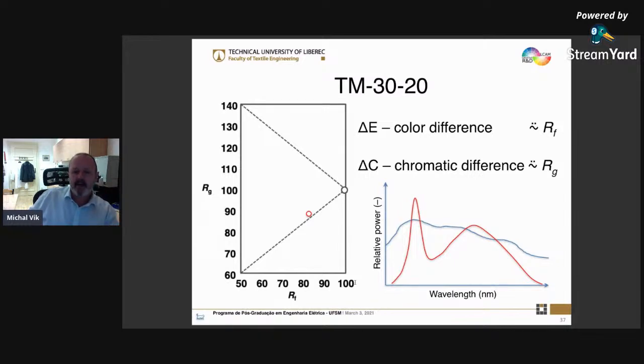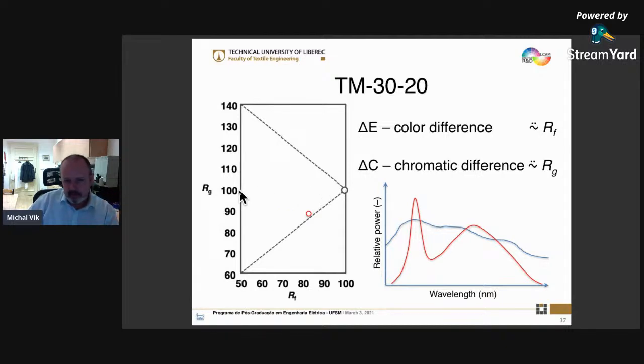If I combine these two indices together, I obtain such a simple diagram. Here you can see at the bottom I have the Fidelity Index, and here I have the Gamut Index. And if I try to understand the meaning of this diagram, it is relatively simple, because the highest color fidelity is 100. That means here.